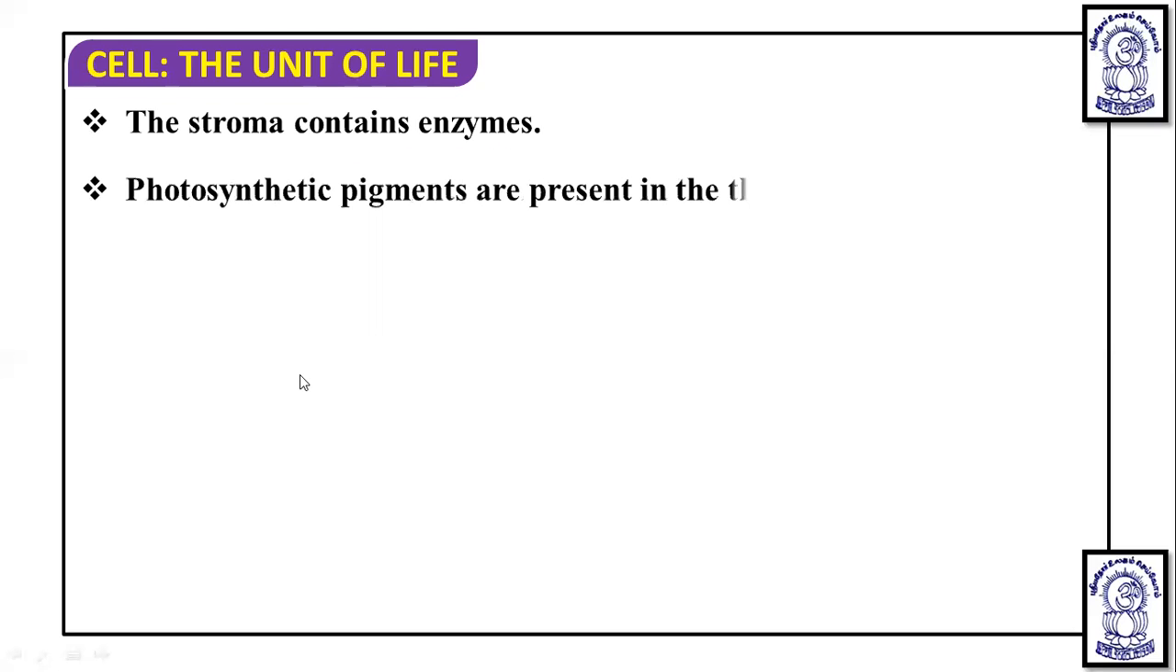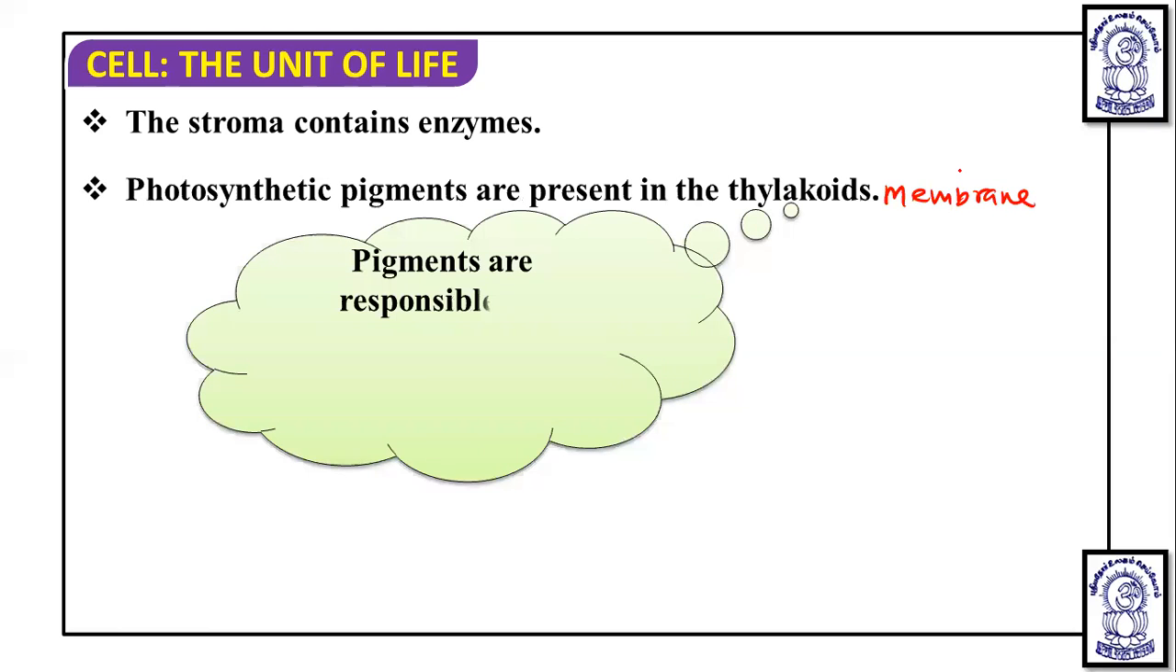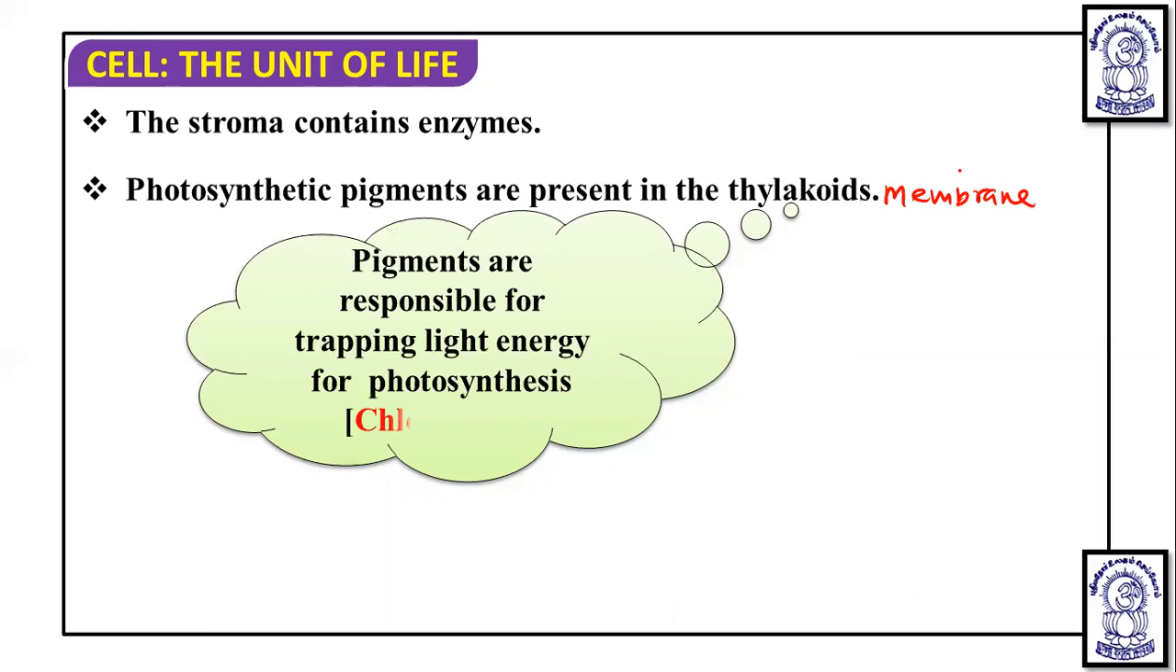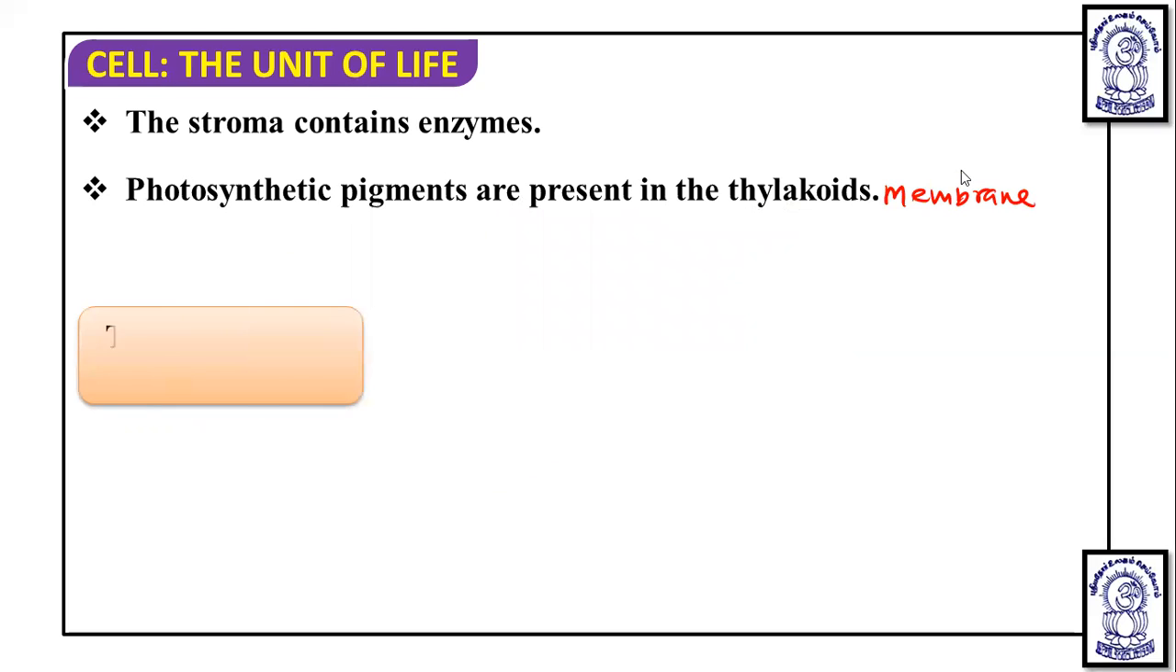Photosynthetic pigments are present in the thylakoid membrane. Yes, they are present in the thylakoids, but actually they are present in the thylakoid's membrane. And these pigments are found in groups. Pigments are responsible for trapping light energy for photosynthesis, and mainly we know that chlorophyll is there.